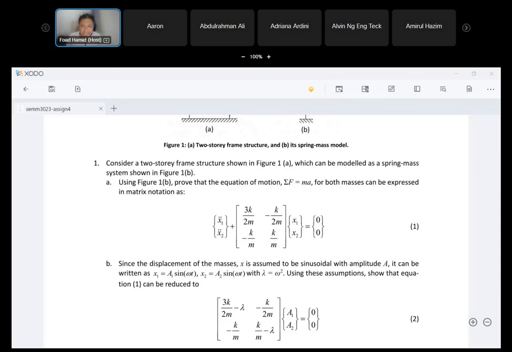Okay, there are some serious issues with your answers. Have you seen your paper? Have you downloaded the paper and seen your mistakes?